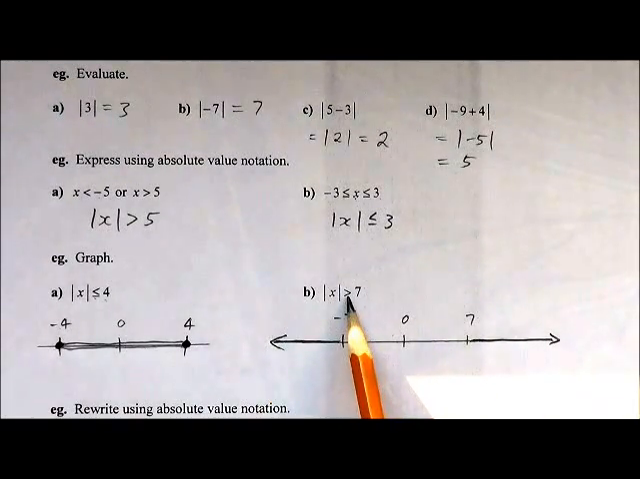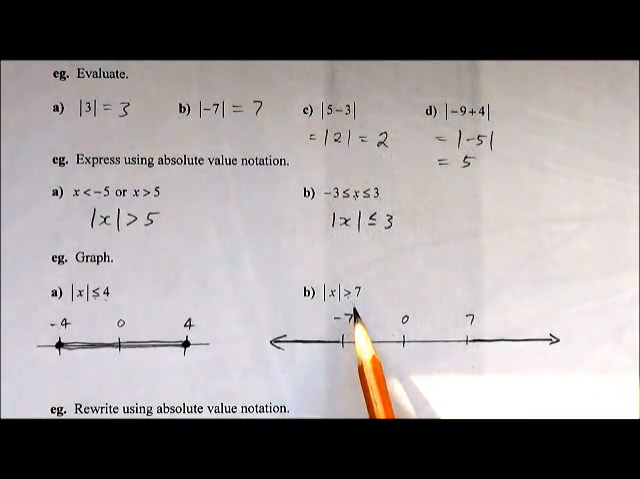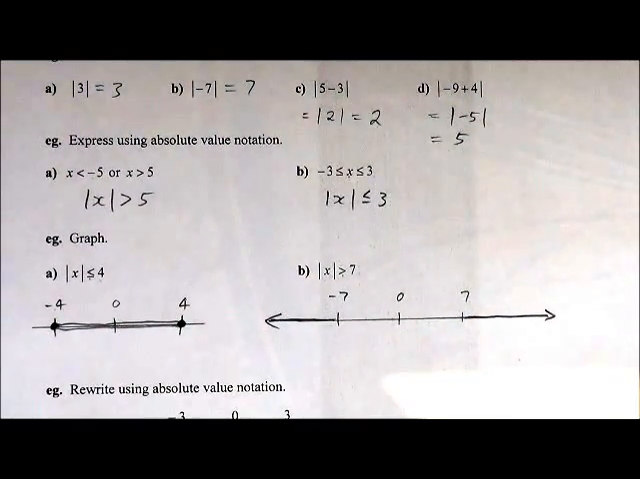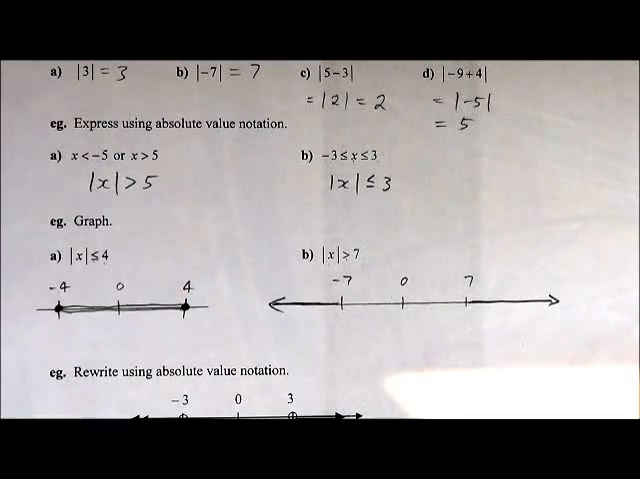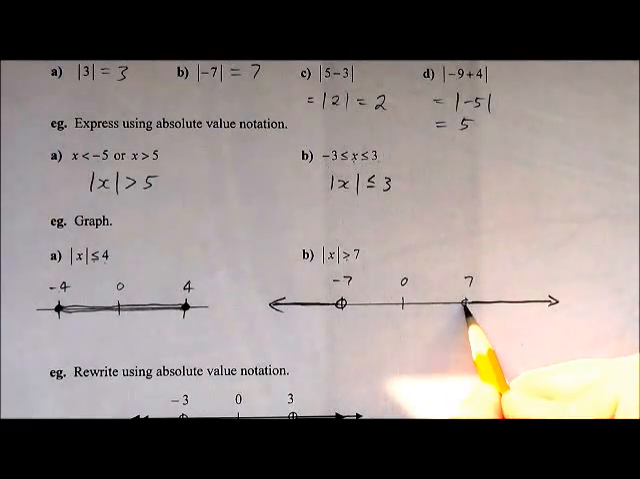And now because it doesn't say equal to, that means that the 7 and negative 7 are not in the domain of the function, which means that we'll put what kind of circle there, closed or open? Right, we're going to put an open circle there and an open circle there.